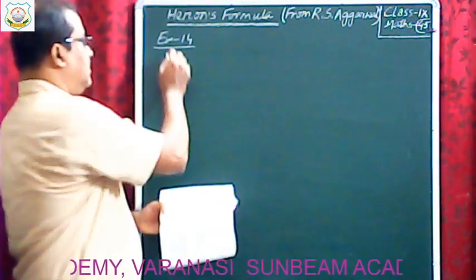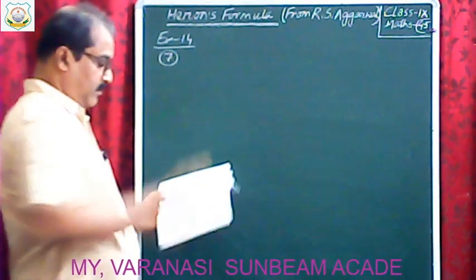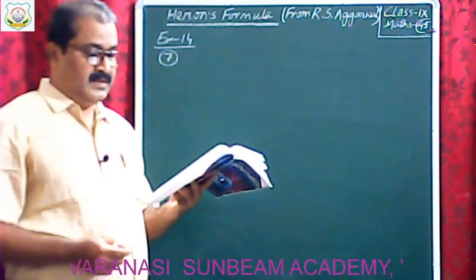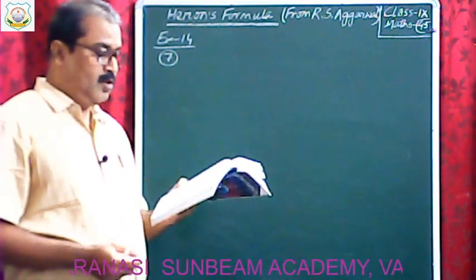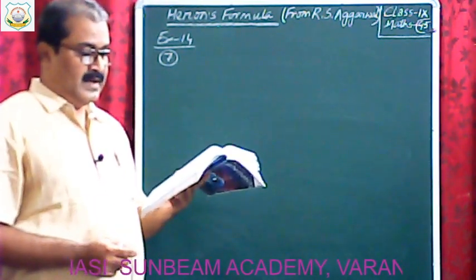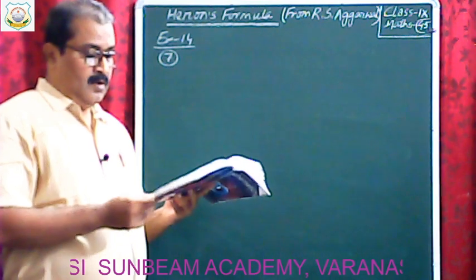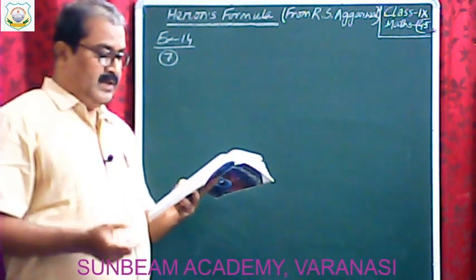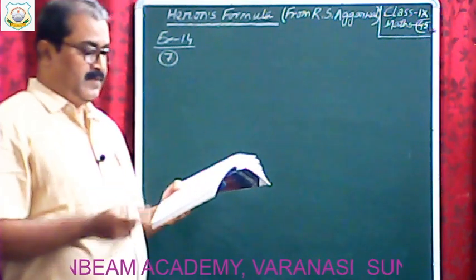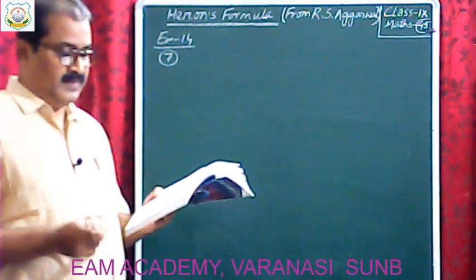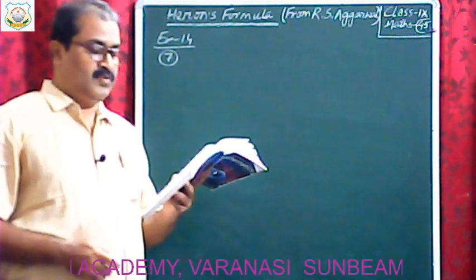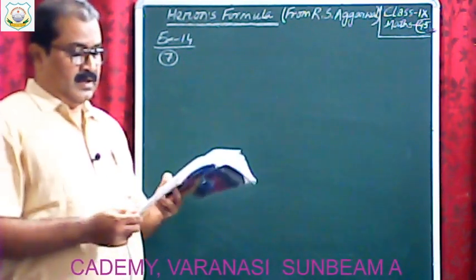Question number 7. The perimeter of a triangular field is 540 meter and its sides are in the ratio 25:17:12. Find the area of the field. Also, find the cost of plowing the field at a rate of ₹5 per meter square. Perimeter of a triangular field is given 540 meter and sides are in the ratio 25:17:12. Okay, you have to find area.